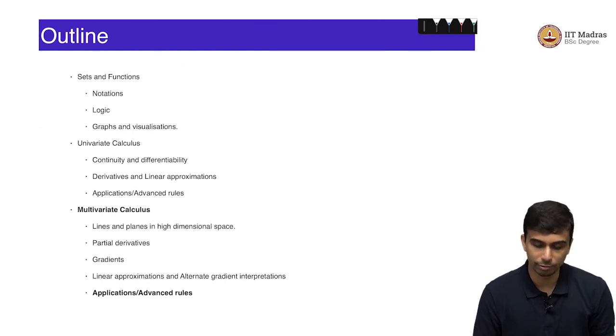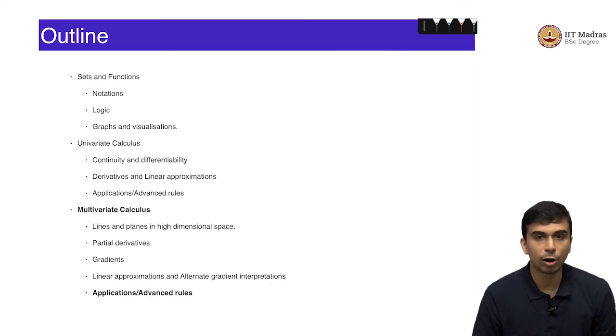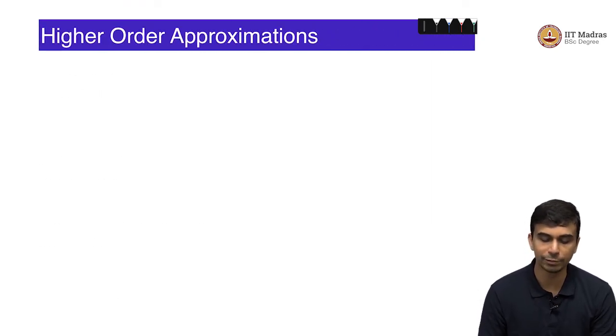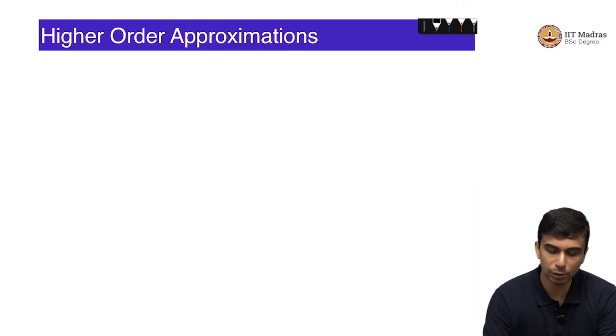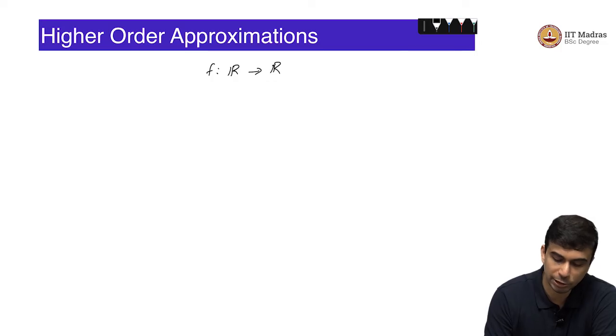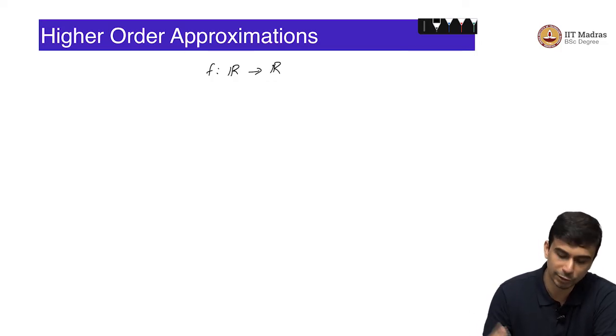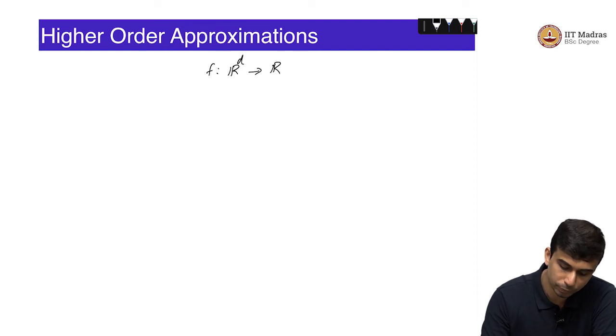With that we will wrap up the alternate grid interpretations, and there are some slightly advanced rules which I will briefly skim over. We will not go into great detail along these because we will not be using most of these, but we will do that anyway. The same way that you did for functions f from R to R, you had linear approximations and you also had higher order quadratic approximations. You can do a very similar thing for functions f from R^d to R also as follows.